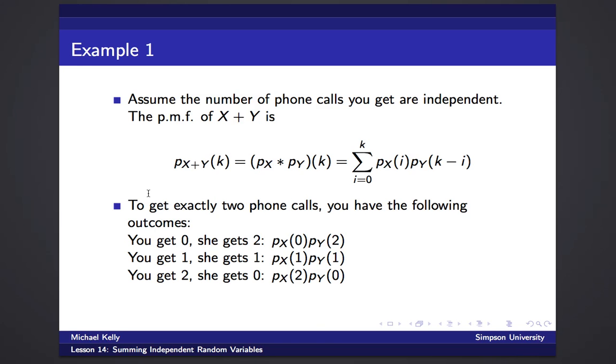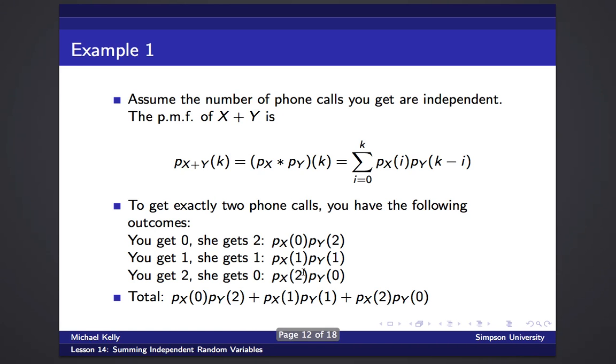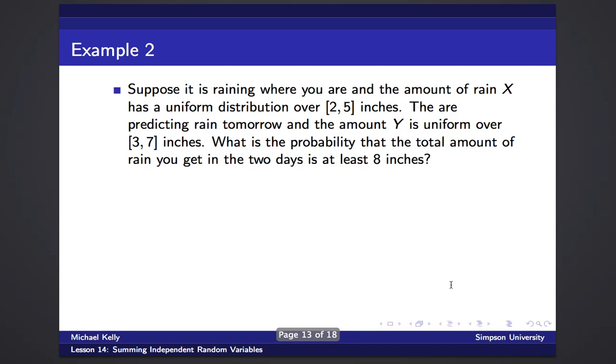So to get exactly 2 phone calls, either you get 0 and your friend gets 2, or you get 1 and your friend gets 1, or you get 2 and your friend gets 0. So one of those things must happen to get exactly 2 phone calls. And so we're going to have to add up all these probabilities. The total probability is the probability you get 0 and she gets 2, or you get 1 and she gets 1, or you get 2 and she gets 0.